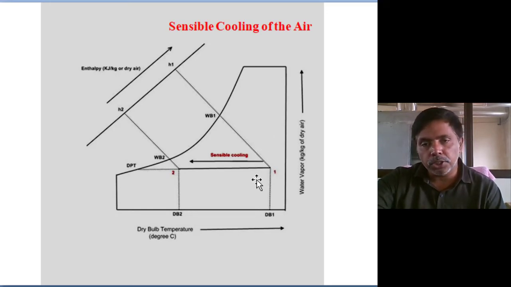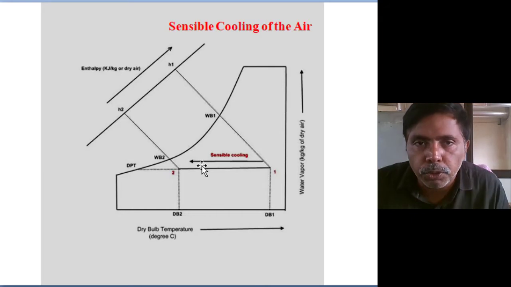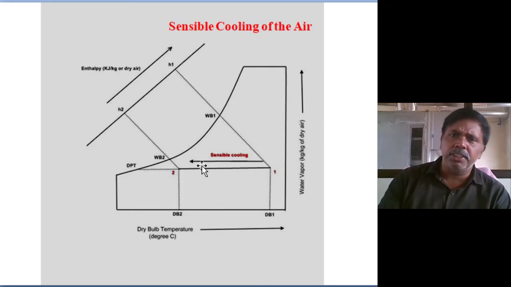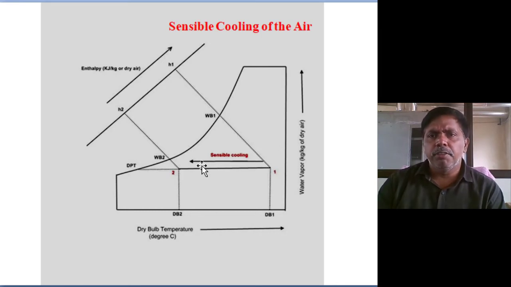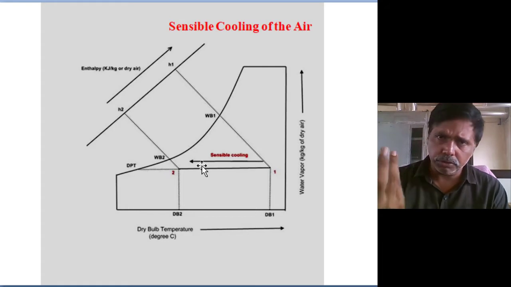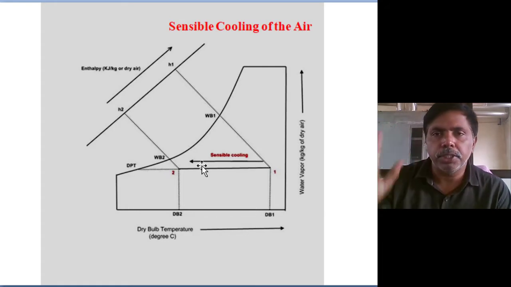Cooling means we are reducing the temperature. Here 60 is there, here minus 15. We are reducing the temperature of the air. That is called sensible cooling. How can we reduce the temperature of air? Any refrigeration facility, vapor compression refrigeration system or vapor absorption system, you can use just for reduction of temperature.